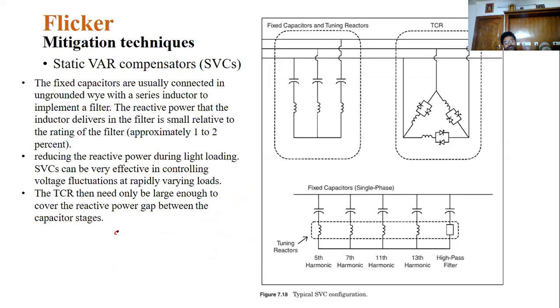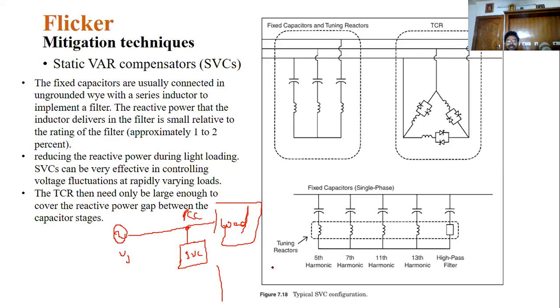Remember, once again see this. This is Vs, this is the PCC, and this is the load. This is some compensator, SVC. You can assume the output voltage is like this. What this device does is compensate this level of voltage, this gap.